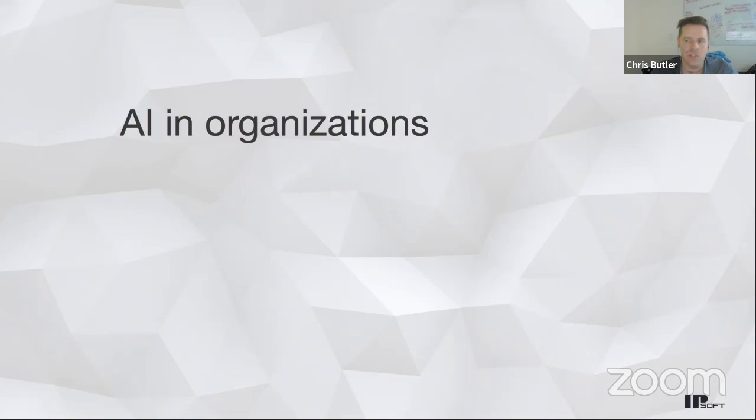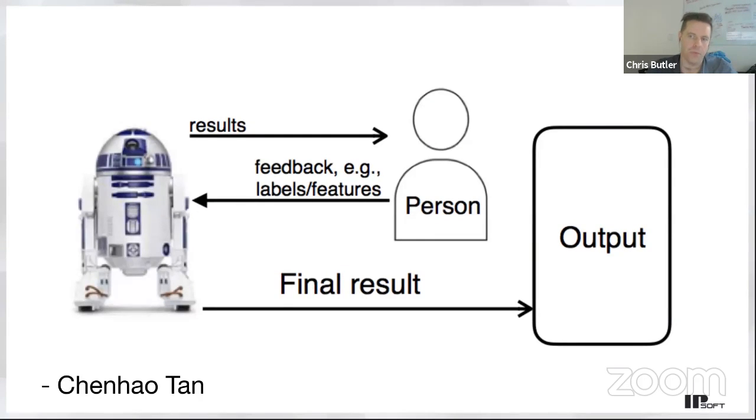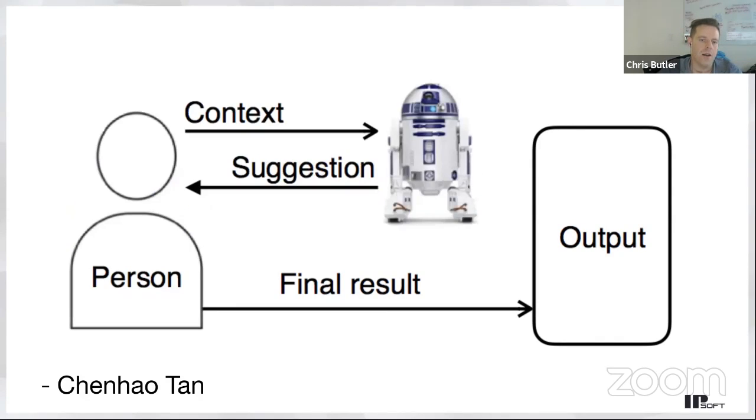And when we start to refer to things like AI in organizations, there's a couple different models that are generally considered. So this is one in a Medium article by Chen Hao Tan talking about the idea of a human in the loop type of system. So results are sent to a human, the human then gives feedback. It could be adjust labeling, things like that. And then the machine does the final result, right? That's a traditional human in the loop type of system. They've also talked about the idea of a machine in the loop, which is more assistive, right? Humans give context, or there's context available, and then machines give a suggestion, the human takes the actual final action.